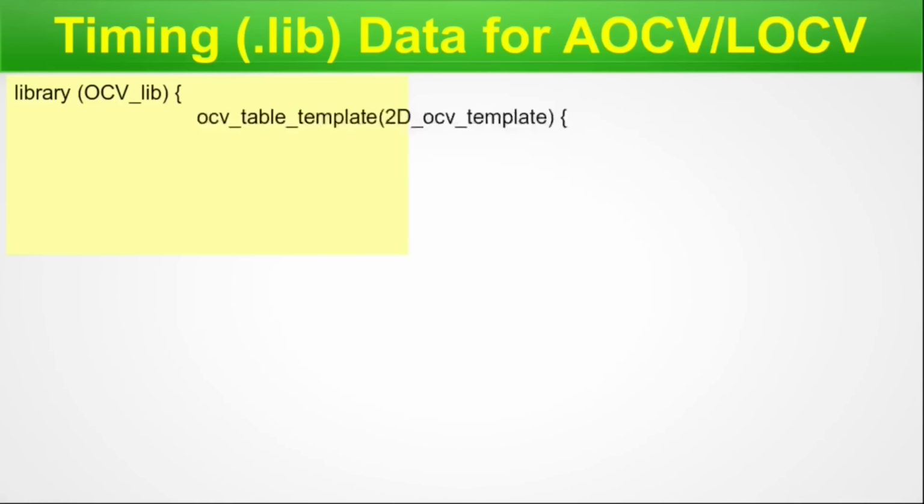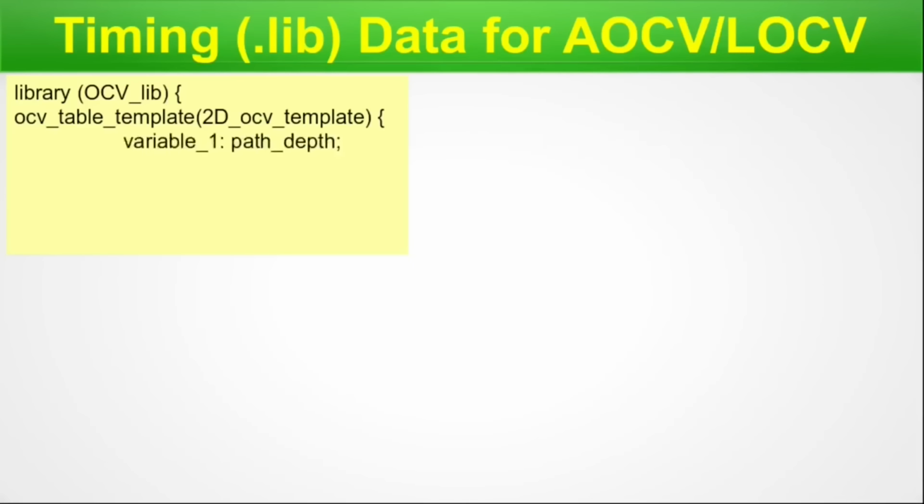Let's move on. Timing.lib data for AOCV or LOCV. Here we are going to come across the actual table. First there will be a header section of the table where these things are mentioned. The library, OCV lib, then the OCV table template, which would be OCV template. This is the name. Then variable 1 is path depth. Variable 2 is path distance. Now you can see that we have named it. This is a table prototype.